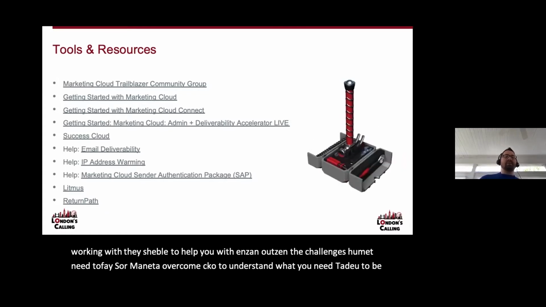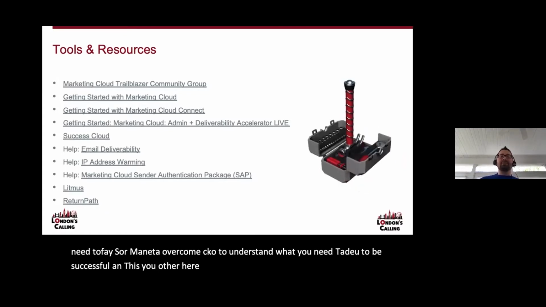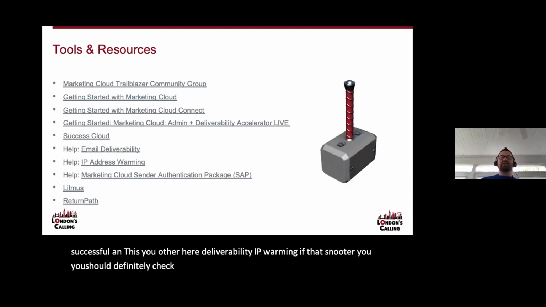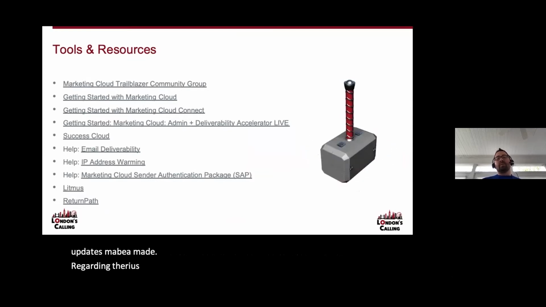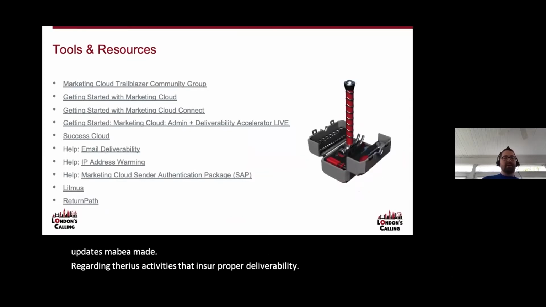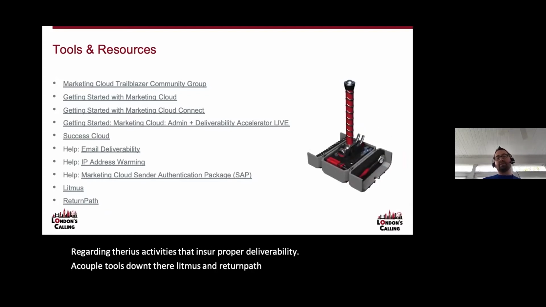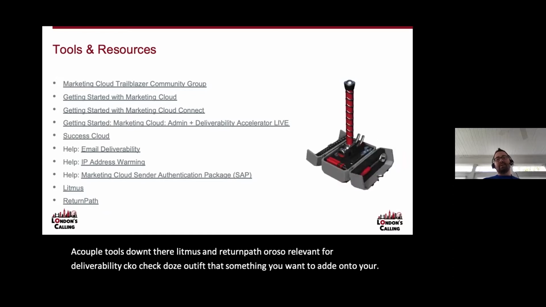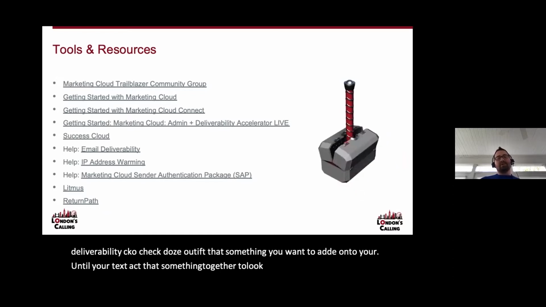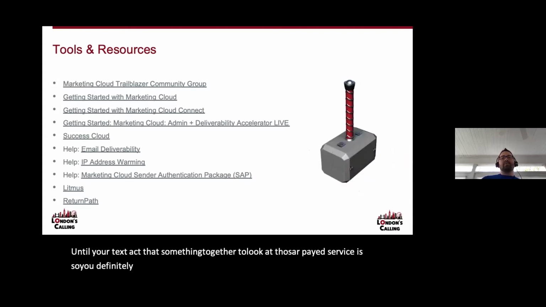And there's a few others here, from a deliverability perspective, IP warming. If that's new to you, you should definitely check it out. If it's not, it's always good to refresh on any updates regarding best practices around various activities that ensure proper deliverability. A couple of tools down there, Litmus and Return Path, are also relevant for deliverability. So check those out if that's something you want to add to your tech stack. Those are paid services, so you definitely want to review what's included and make sure, if those are of interest to you, you get the right size package for you.